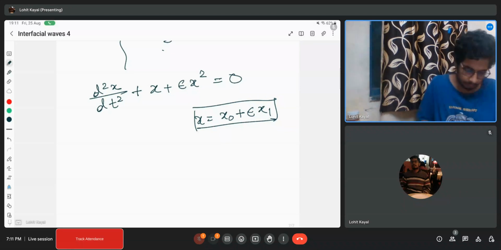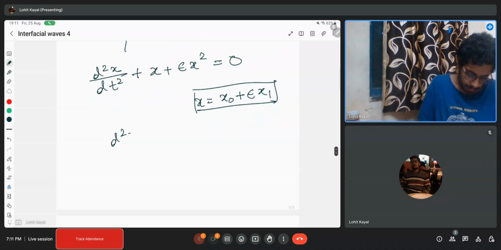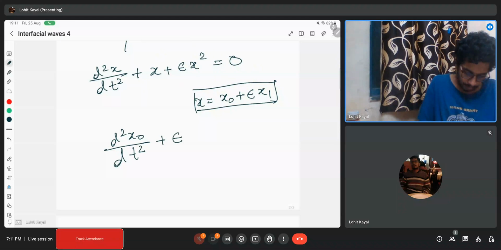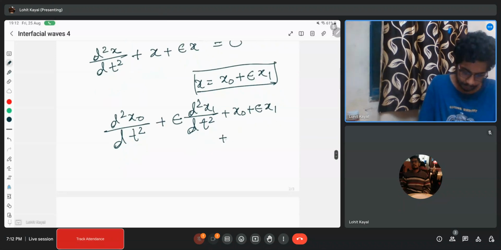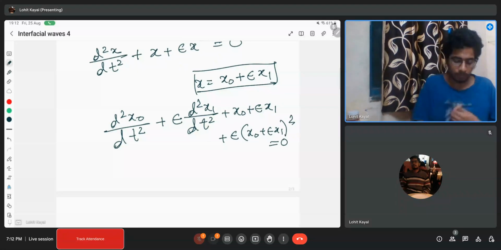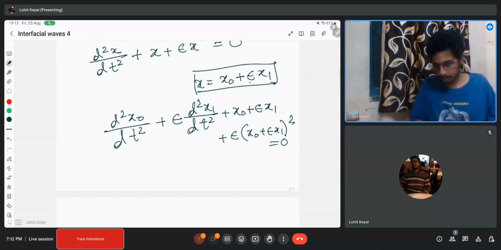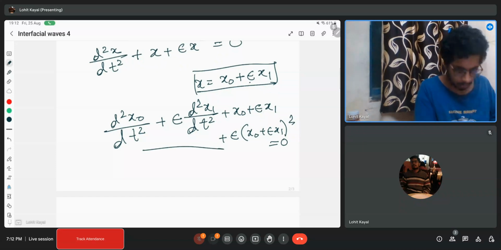Now let us substitute that. So what will we have? We will have d²x0/dt² + epsilon d²x1/dt² + x0 + epsilon x1 + epsilon (x0 + epsilon x1) whole squared = 0. Remember that we have taken our expansion up to order epsilon, so we need the solution up to order epsilon, and we will consider the terms here to order epsilon.